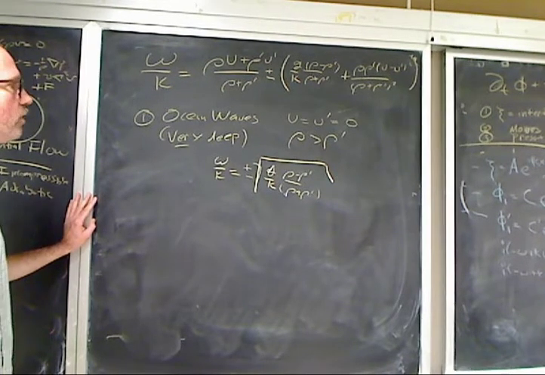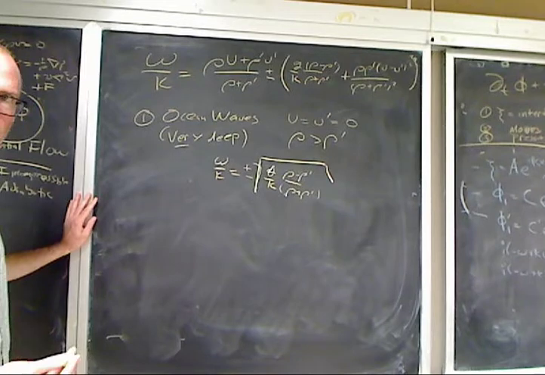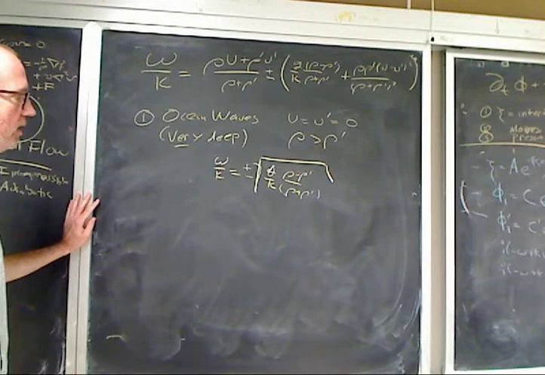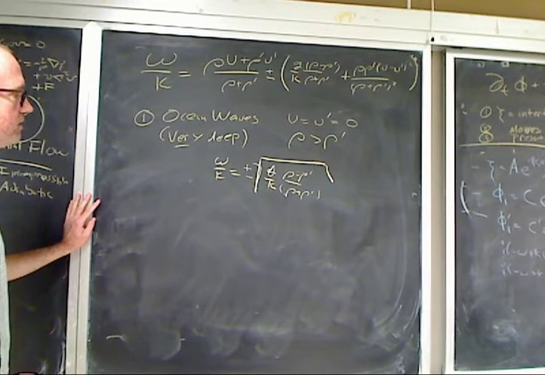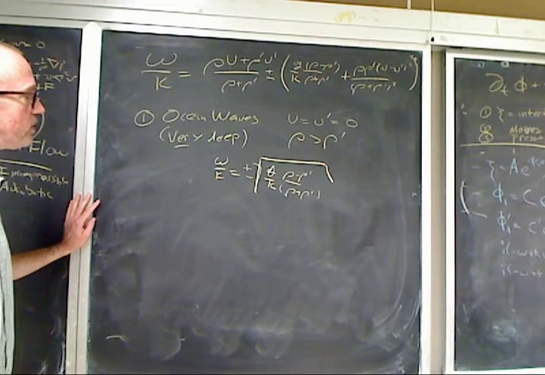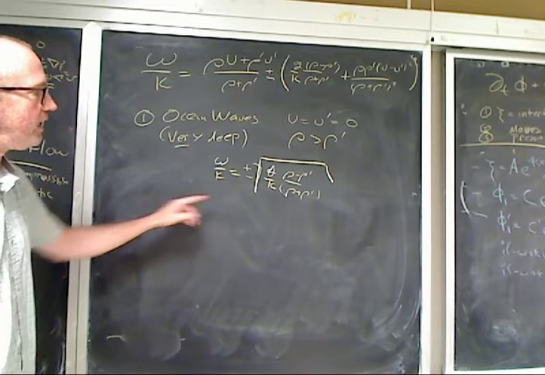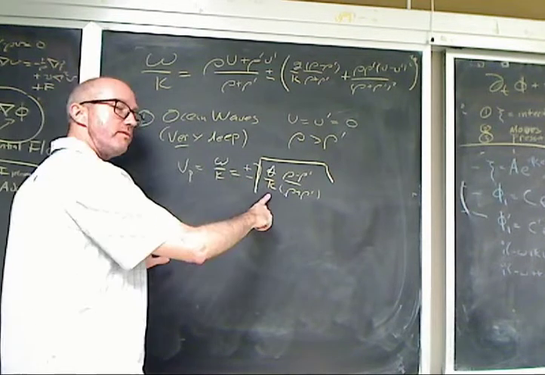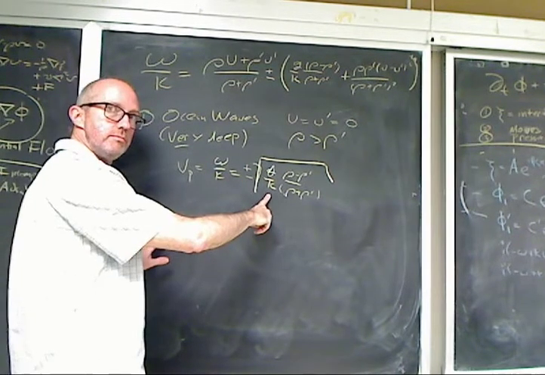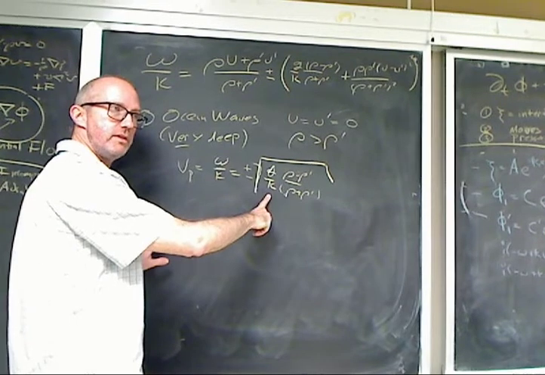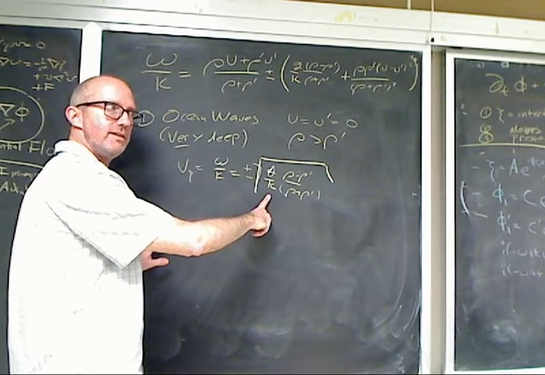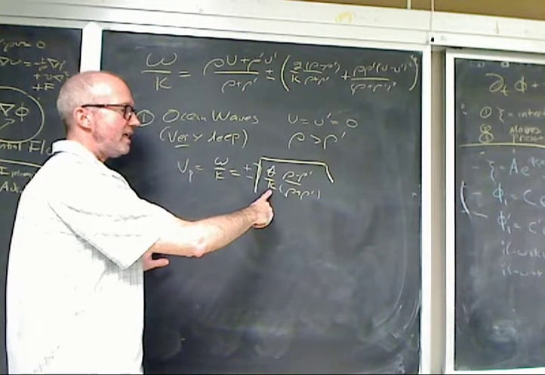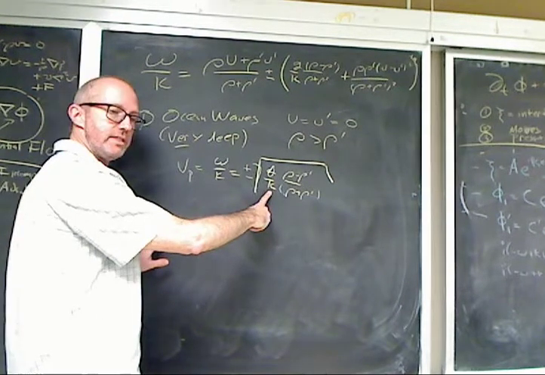If we have shallow water waves, then we get a hyperbolic tangent function. But you can see that it's dispersive. Omega over k depends on k. So this is the phase speed, remember? It depends on the wavelength. Bigger waves travel faster than smaller waves. Is that right? Smaller waves travel faster than bigger waves. This k, if the wave is small, k is big.